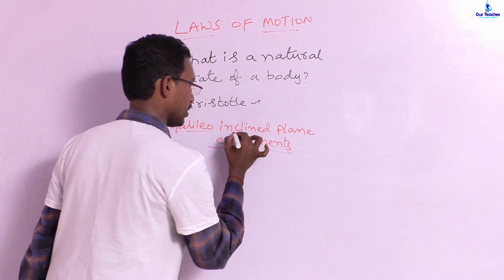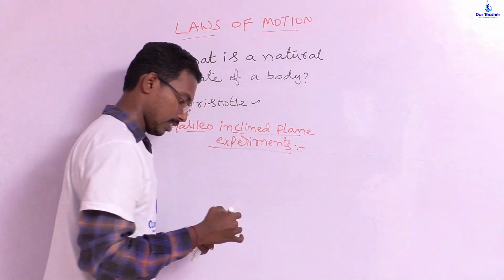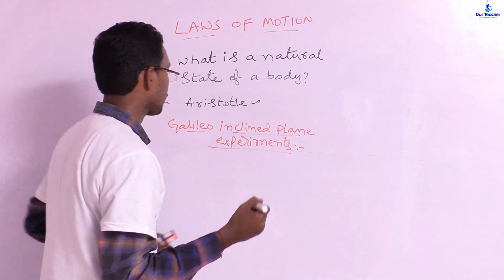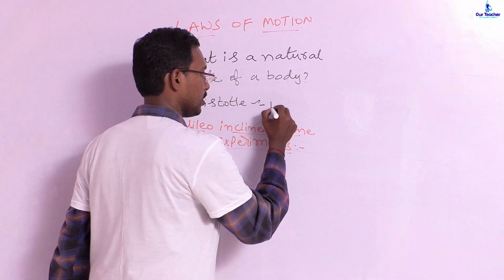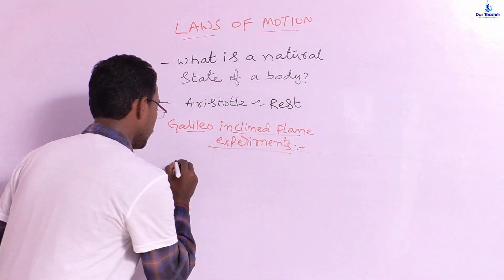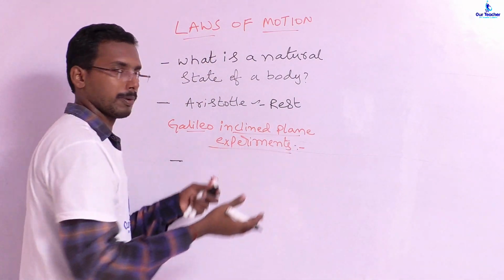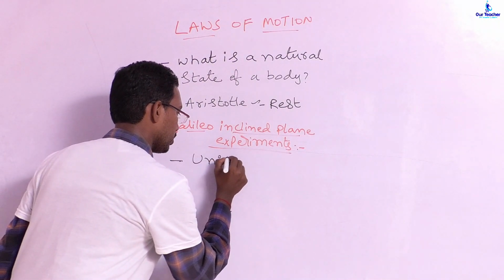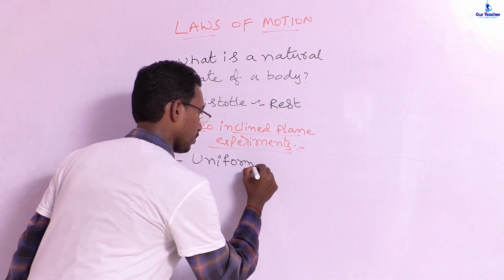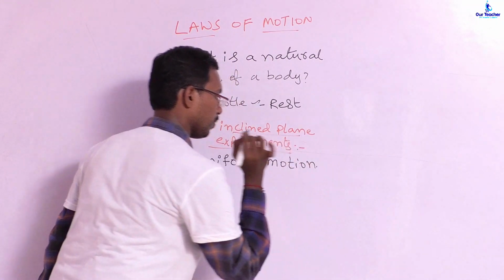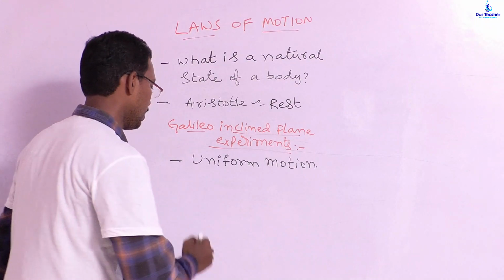So in this set of experiments done by Galileo, he found that, where Aristotle said that rest is the natural state of the body, Galileo concluded by doing this experiment that uniform motion is also one of the natural states of the body.